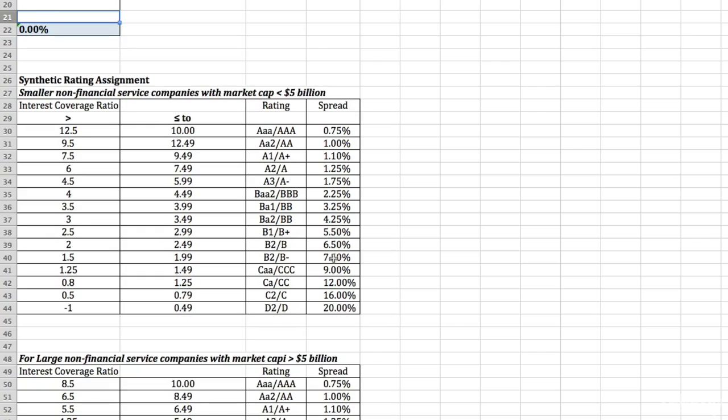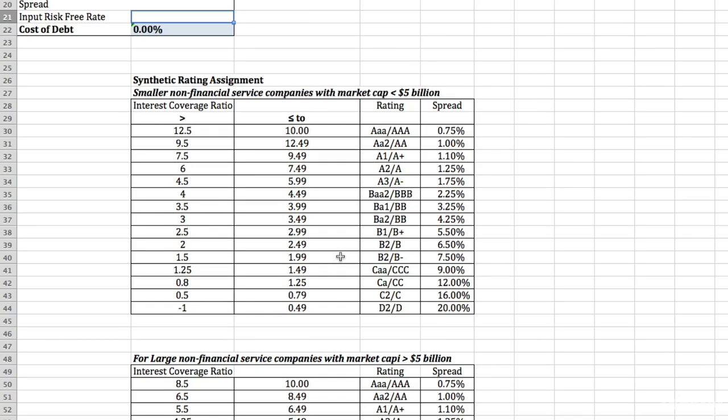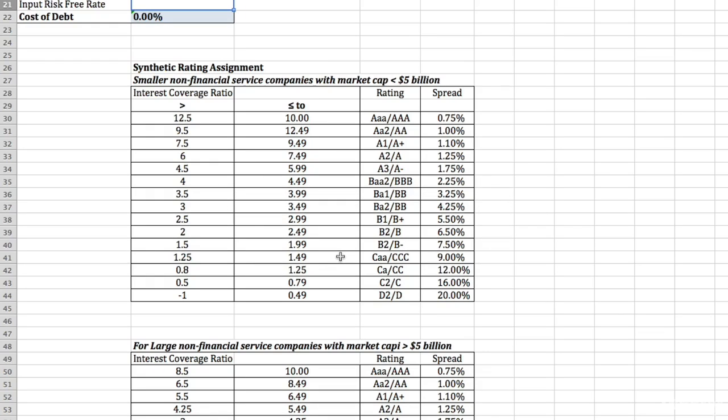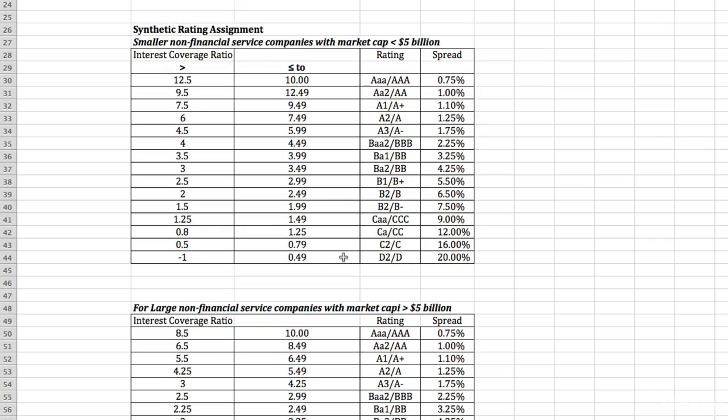Now, what I did here, I already took some data. I took this data from Damodaran, who is by far one, if not the top professor and practitioner in corporate finance. He is professor at New York University. Therefore, we can rely on this data here.